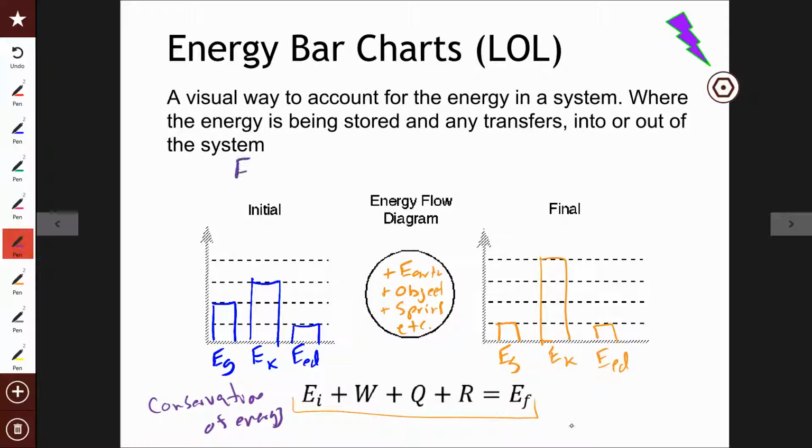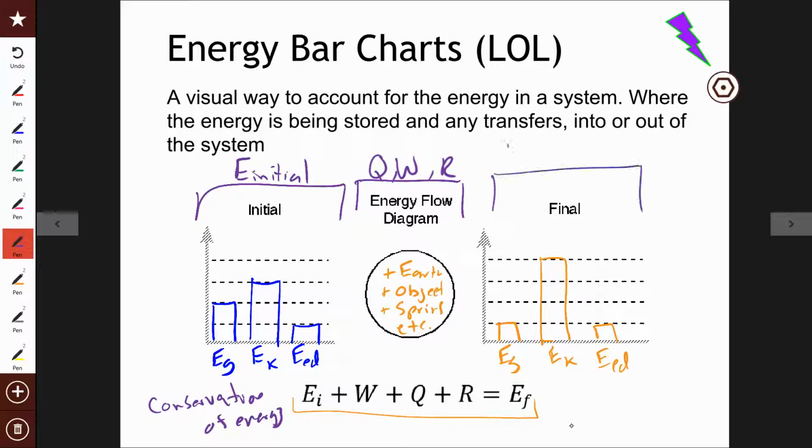This is our initial energy, and all types and forms of initial energy that we have here with this first bar chart. Good catch. This would be any type of transfers of energy that we have. And then the last bar chart tells us our final energies and how much of them we'll have.